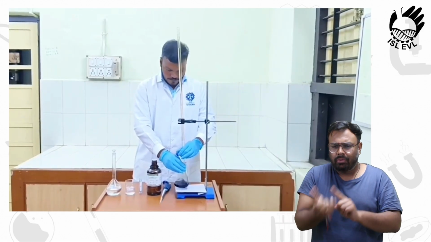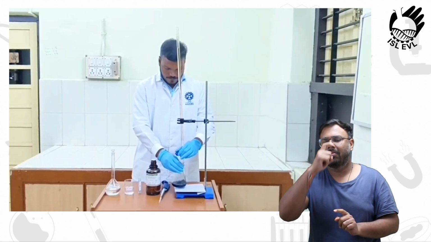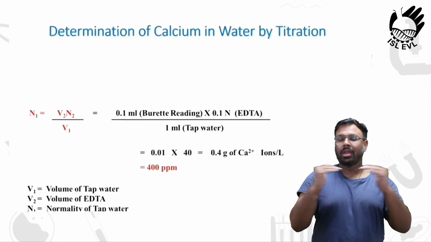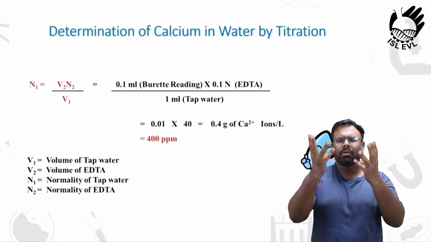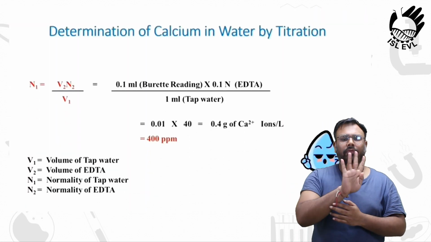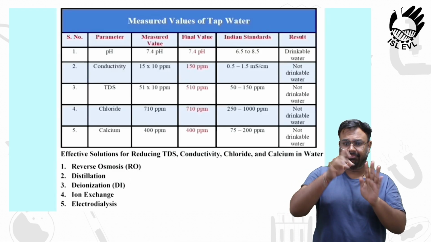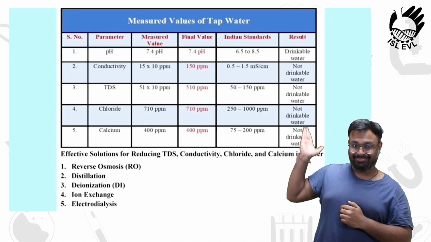Then we are titrating against EDTA until the solution color changes to blue. To determine the calcium level, the V1N1 equals V2N2 formula is used, and the level of calcium in tap water was found to be 400 ppm. That's all about water contamination, and we'll move to chemical contamination.